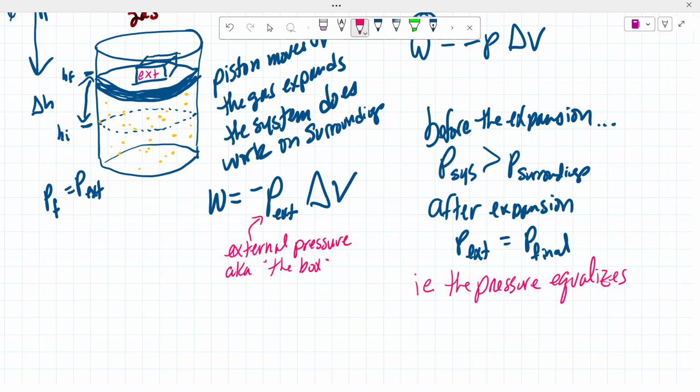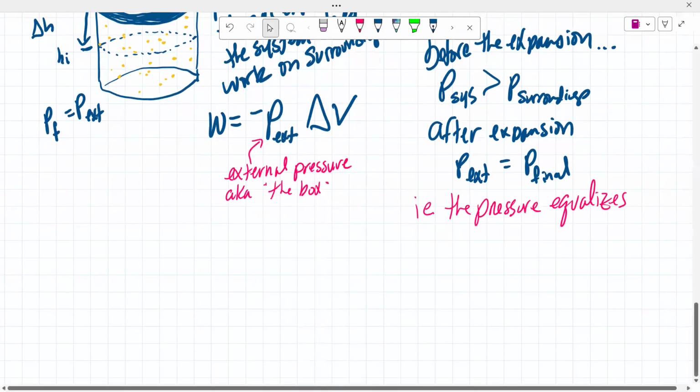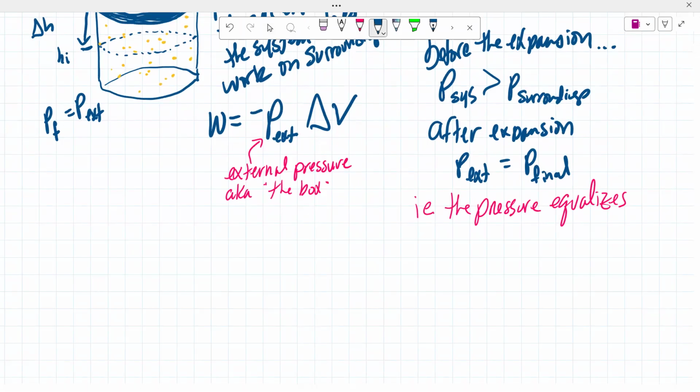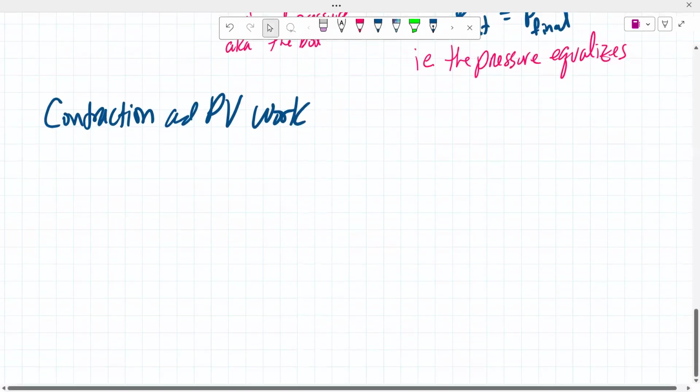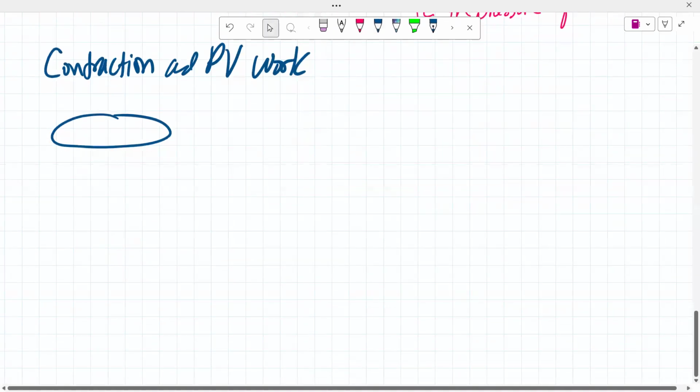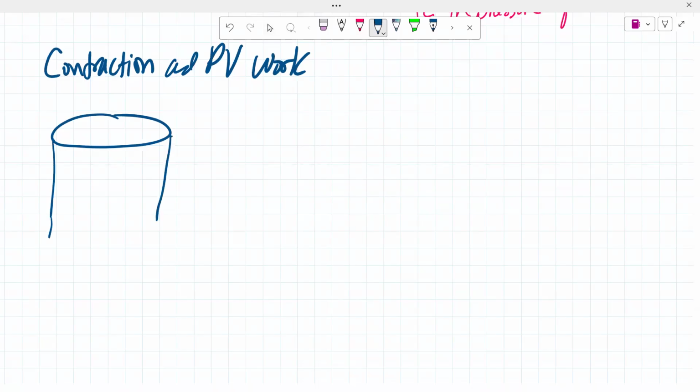All right. Now we have the opposite situation. So it could expand, but there also could be a contraction in PV work. Okay, so the opposite situation is going to happen. So we can sketch a piston. The picture that I actually draw is kind of similar.